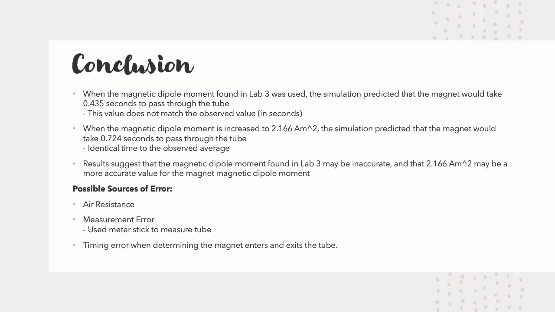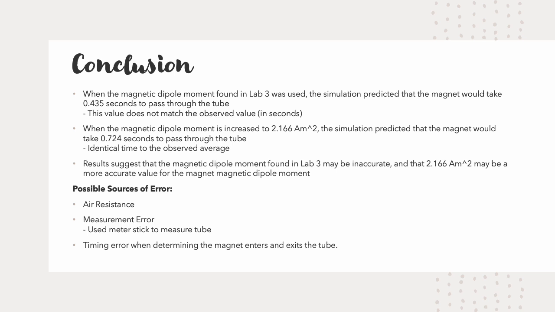Now I will go over the conclusion. When the magnetic dipole moment found in the lab was used, the simulation predicted that the magnet would take 0.435 seconds to pass through the tube. This value does not match the observed value which we saw in the lab. When the magnetic dipole moment is increased to 2.166 ampere meter squared, the simulation predicted that the magnet would take 0.724 seconds to pass through the tube, which is identical to the observed average.